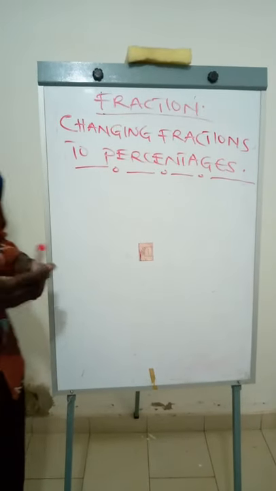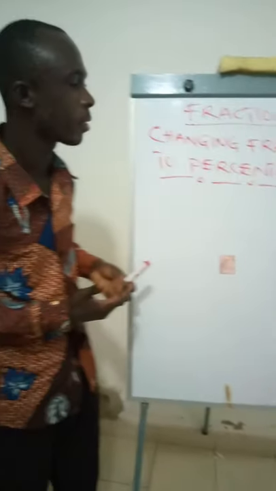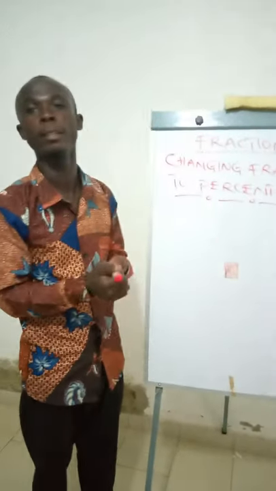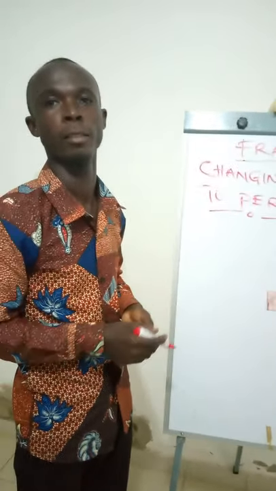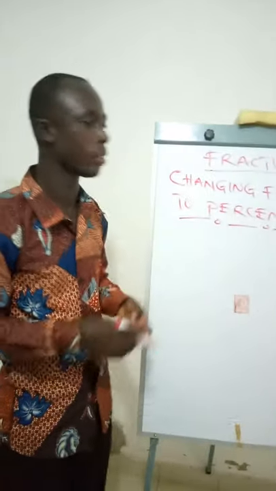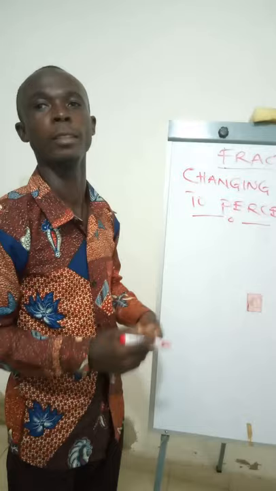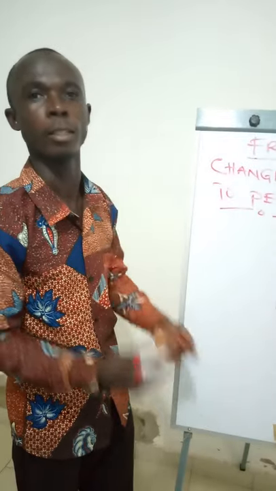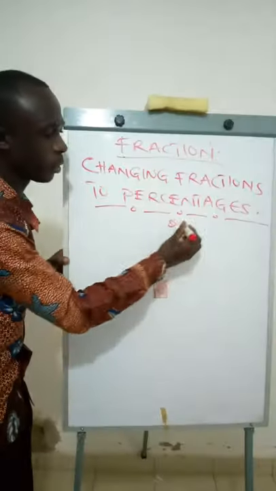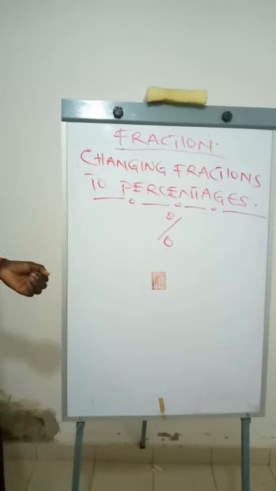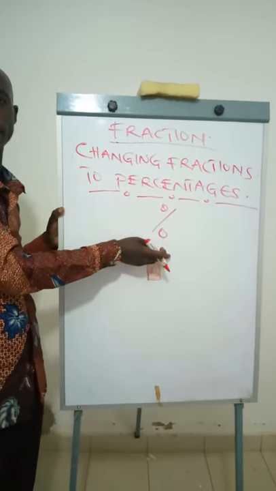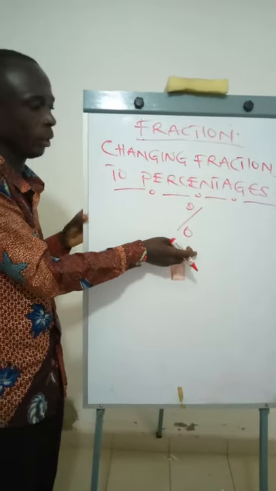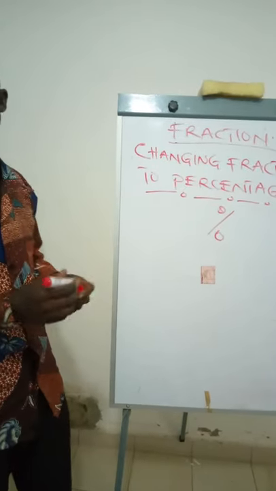Changing fractions to percentages. Percentages, as we say, is a topic on its own. And we know that percentage is over 100 because in our schools, exams are marked over 100. You can't mark an exam over 200, over 300, over 400. So the symbol for percentage is this. This means every answer you get under this section, you should add this one to it. Other than that, the examiner or your teacher will mark you wrong.